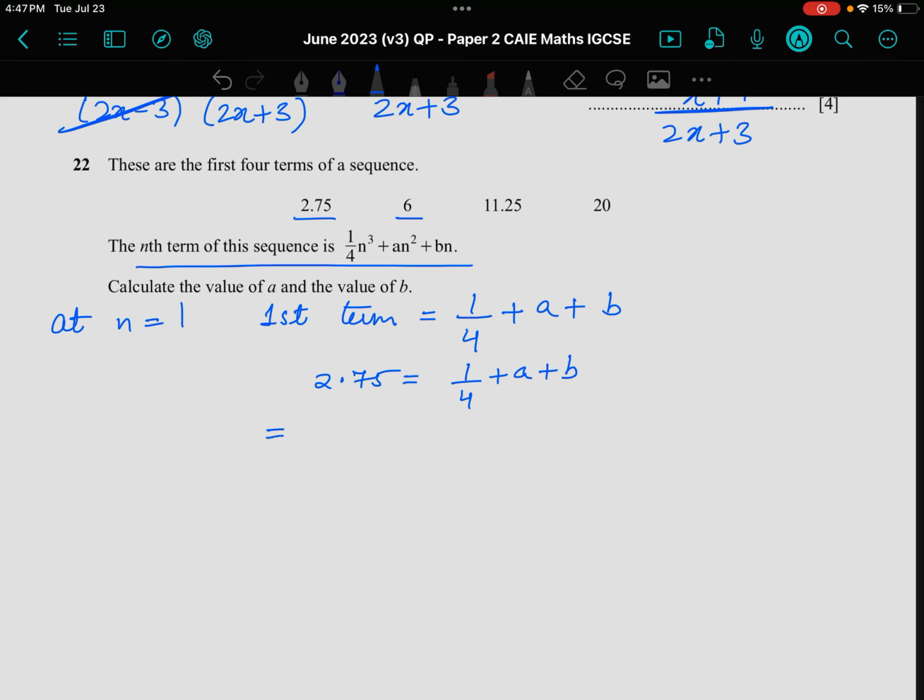It implies a plus b is what? 2.75 and minus 1 upon 4, which will give me the value 2.5. This is my equation number 1.